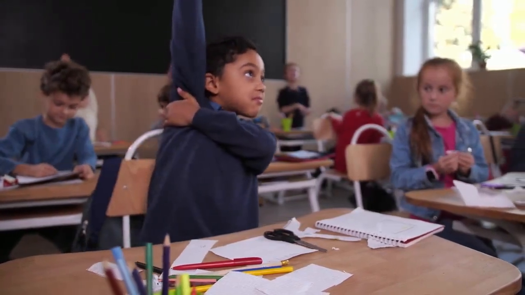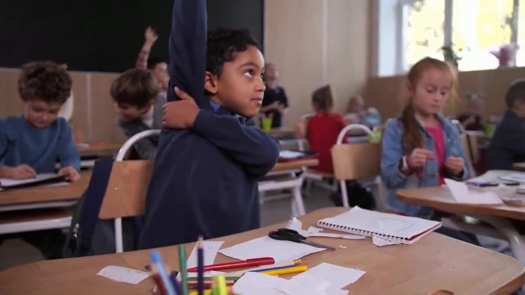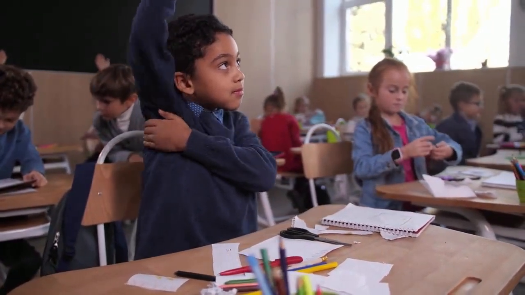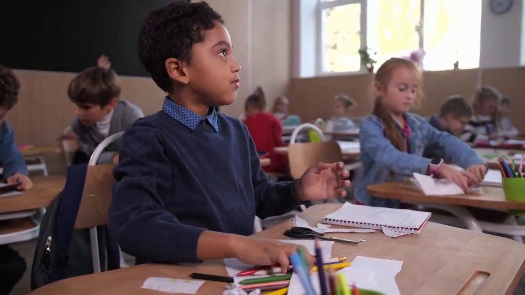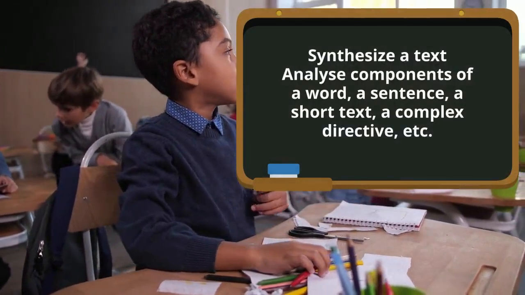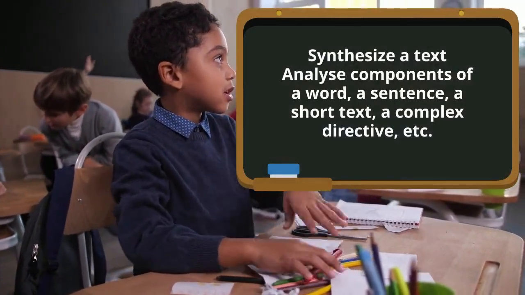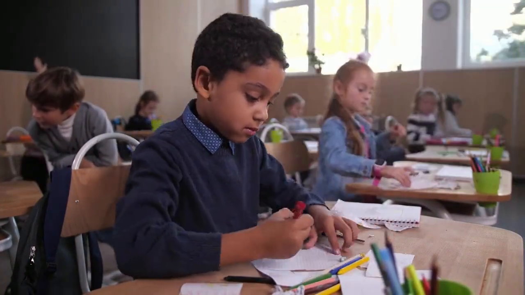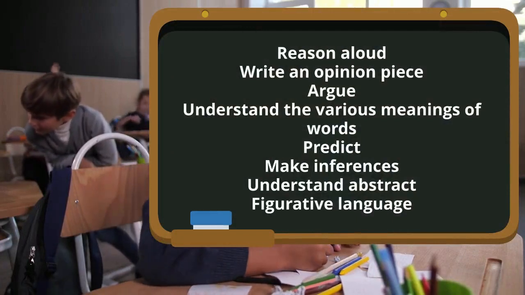Cognitive academic language skills, on the other hand, require a slightly more sustained effort on behalf of the child and the parents in their environment. These are the skills that allow children to synthesize a text, to analyze the components of a word, a sentence, a short text, a complex directive, etc. These are the skills that allow children to reason aloud, write an opinion piece, argue, understand the various meanings of words, predict, make inferences, understand abstract and figurative language, and more.